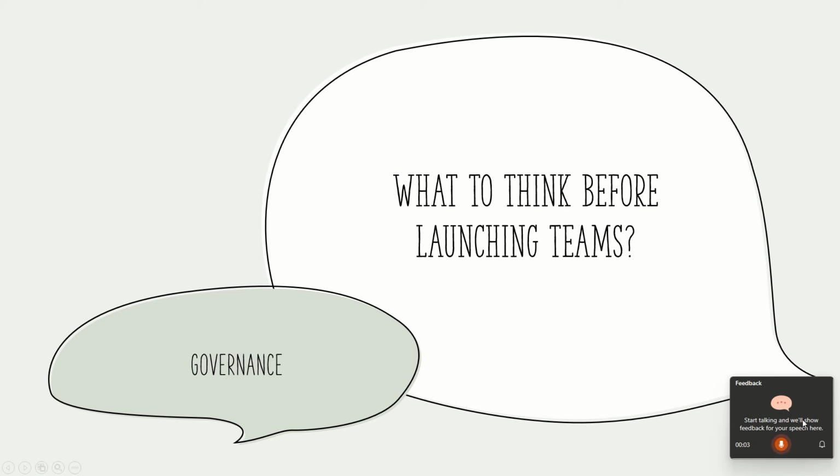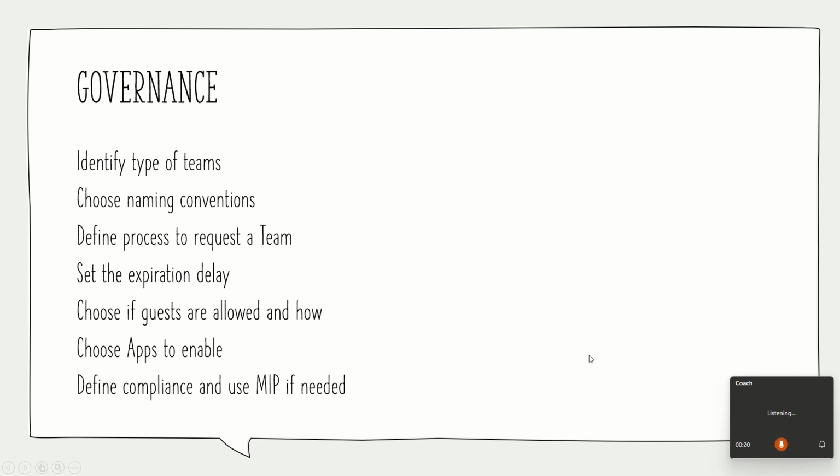So this is a presentation about what to think before launching Teams. Eventually, governance is key. It's not eventually, it's definitely key for a good launch of Teams. So let's dig into that. The governance. What do you need to do regarding the governance? First, you need to identify the type of teams. So I'm going to stop here. You can see there's a hum.